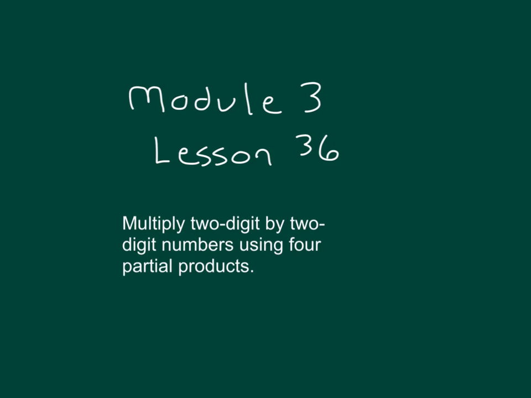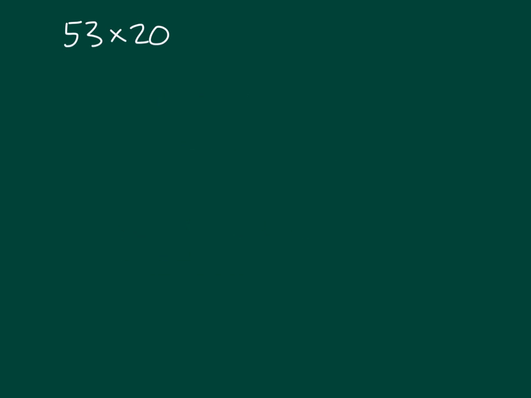Within this lesson, we'll multiply two-digit by two-digit numbers using four partial products. In the previous lesson, we had been looking at 53 times 20 and how we can use an area model to help solve that problem. Let's go ahead and write that out, where we have 50, we have 3, and we also have 20.